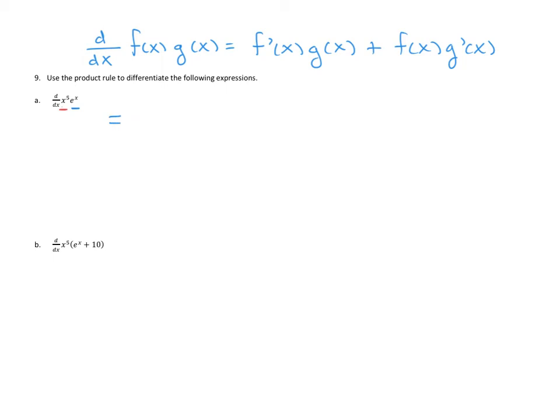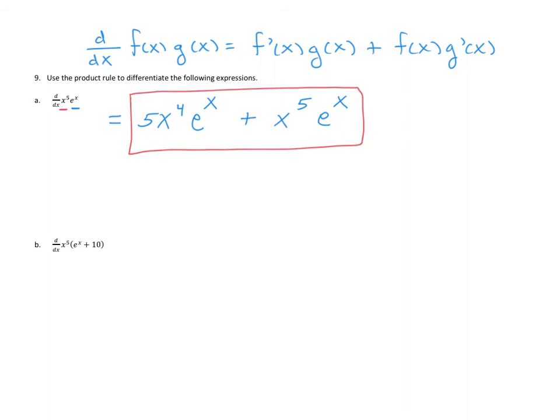You would first take the derivative of x to the fifth, which is 5x to the fourth, and then you just copy down the second function, which is e to the x. You then add on. Now you leave the first thing alone and take the derivative of the second. Just so happens that the derivative of e to the x is e to the x. And this is the final answer for this part. You could factor things out if you want to, but I'm going to leave it just like this.